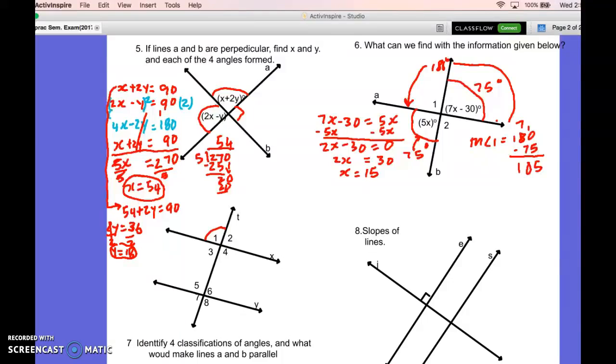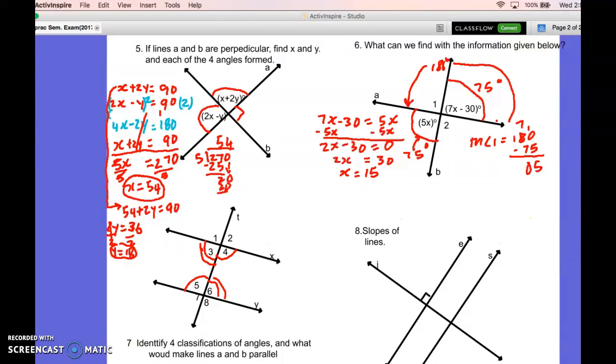Maybe the easiest one would be corresponding angles. Corresponding would be top right with top right, 2 and 6. Or we could take bottom right, corresponding, and also on the other side. So those would be simple. But now, how about same side interior angles? Same side interior angles would be angle 4 with angle 6, or angle 3 with angle 5.